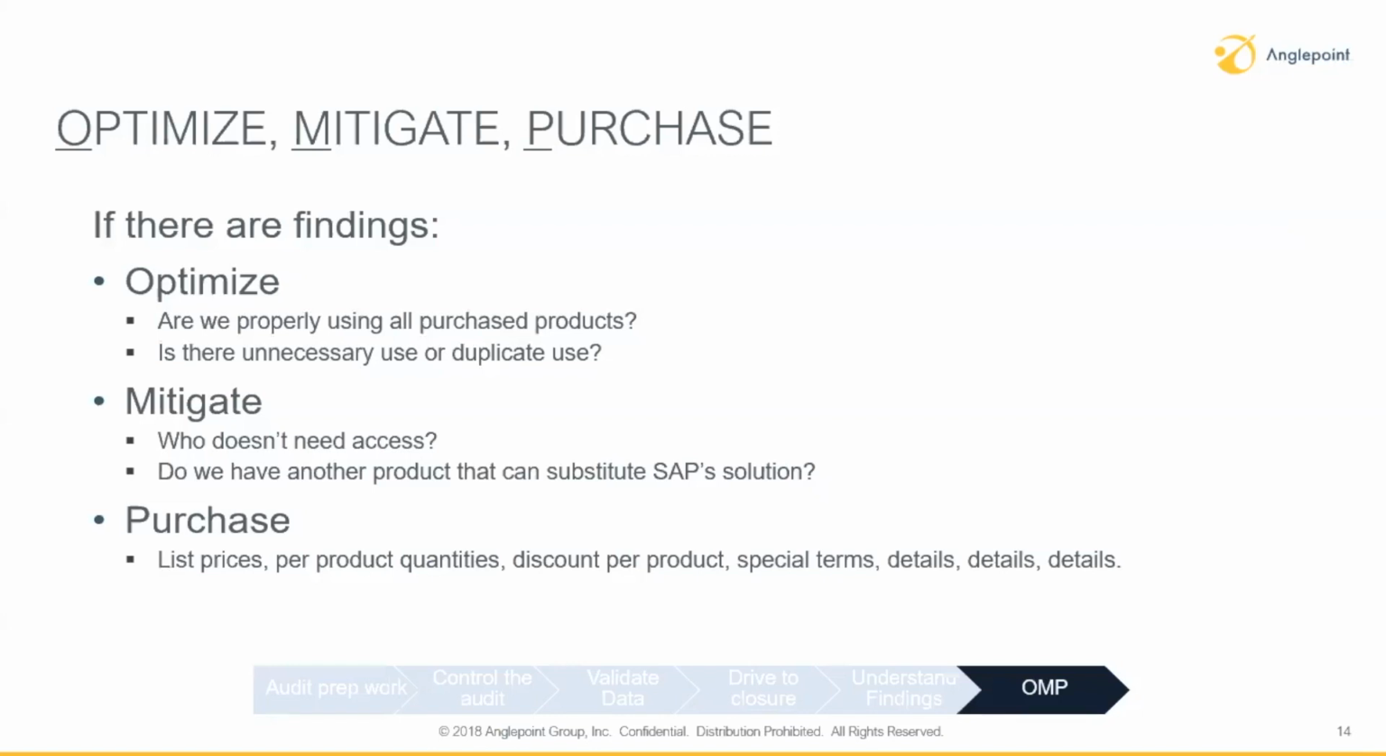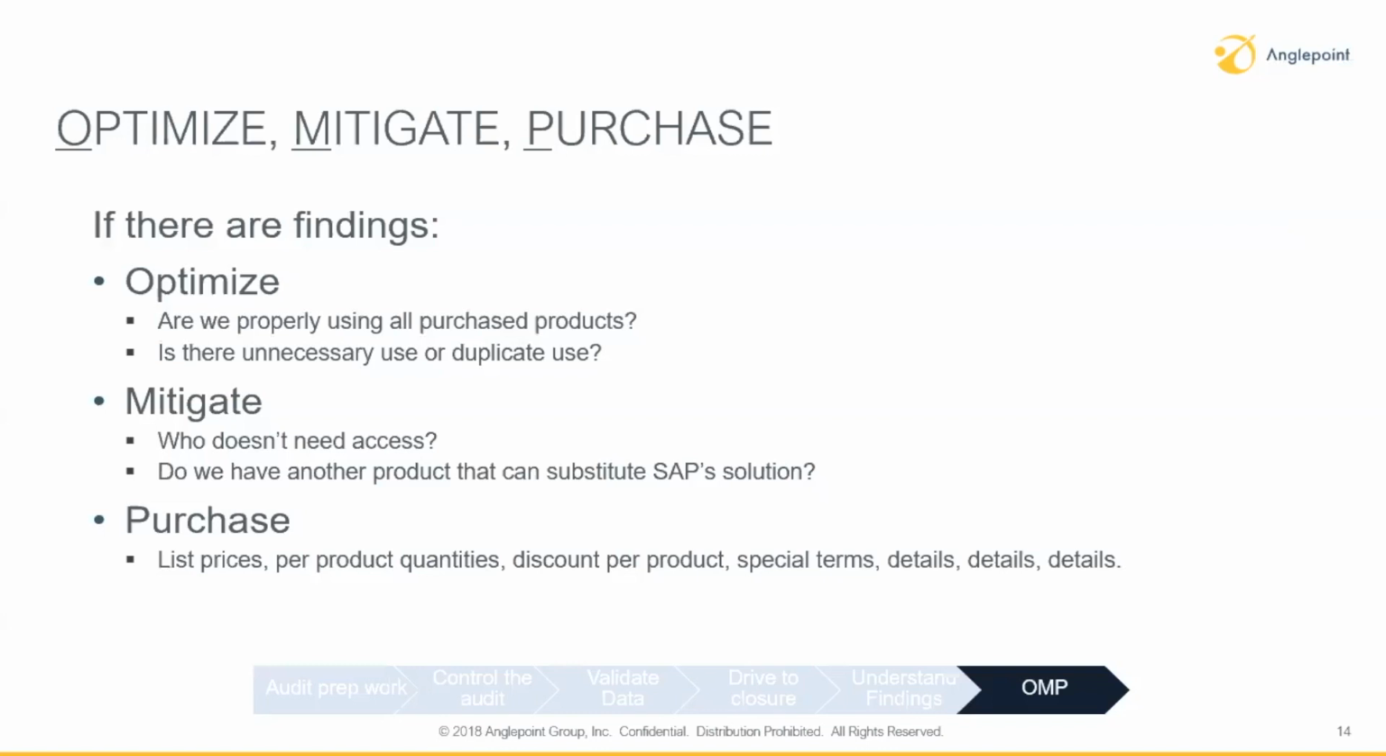Per product quantities and discounts per products. So again, per product, listing out this product, the list price is X, the discount rate is this, and this is what the net price is, right? You want that sort of detail for every single product in your contract.